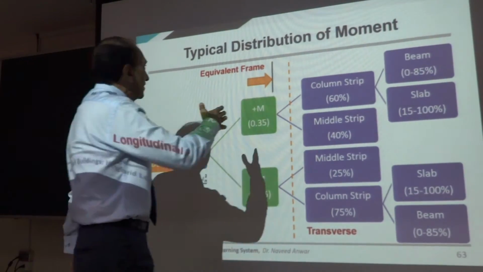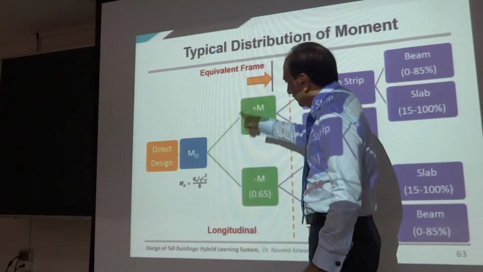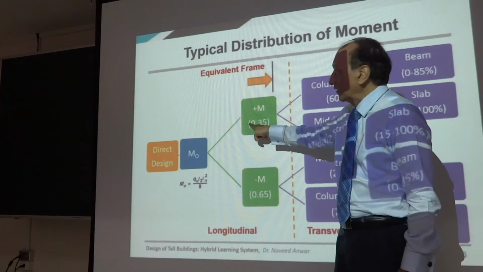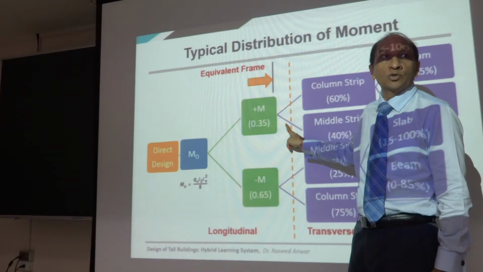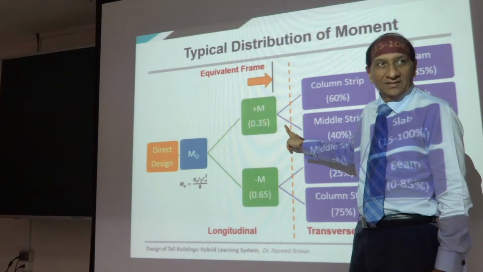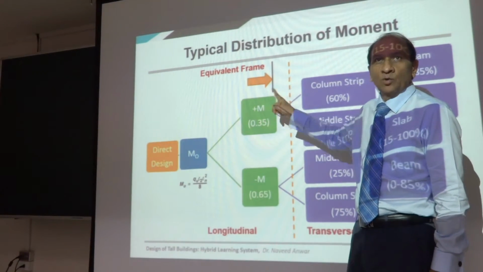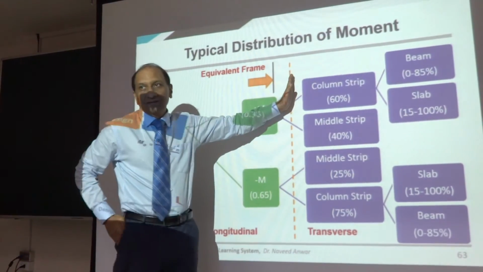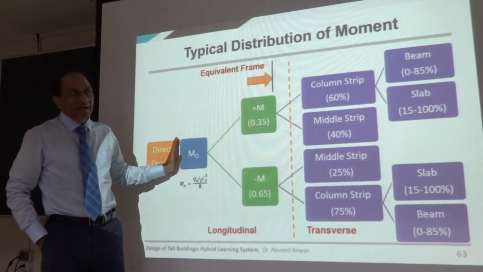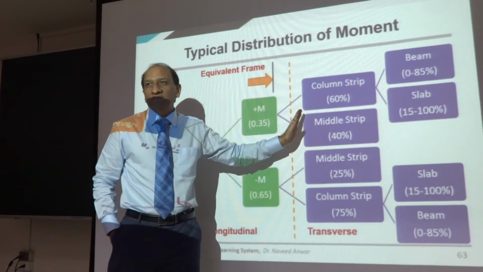In the equivalent frame method, we don't do it like this. In the equivalent frame method, we calculate these moments through analysis, as I showed you earlier. Right? So we calculate the positive and negative moment from the analysis. So we start from the equivalent frame method here, or the direct design method, and after that, both the methods are the same.